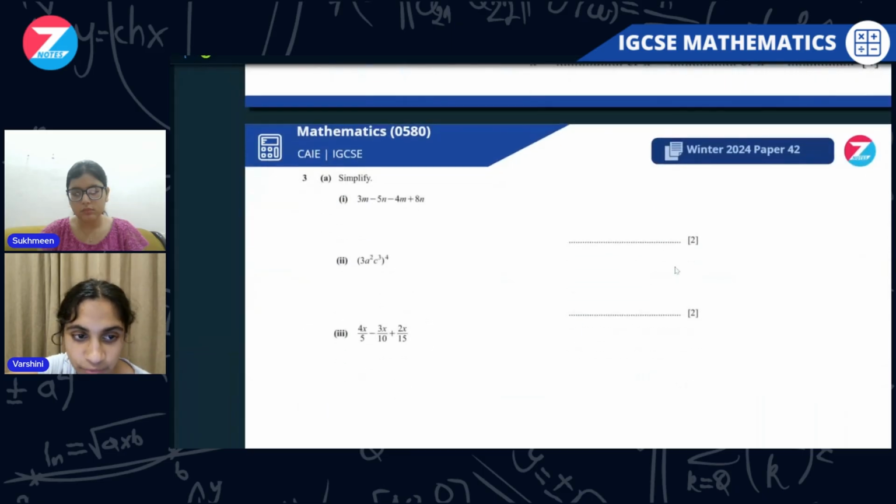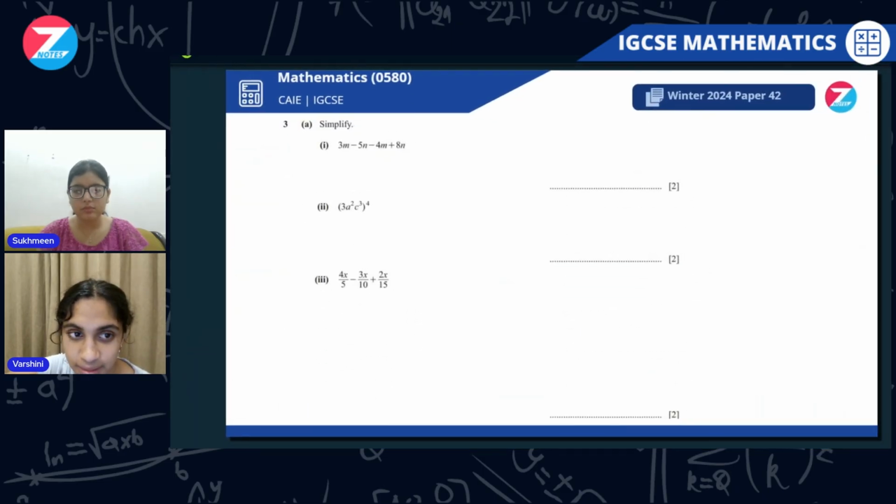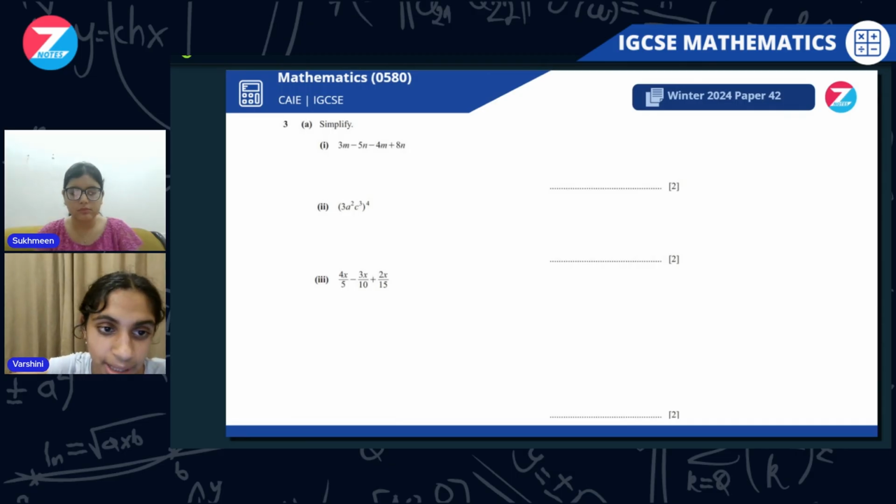Okay, so moving on to the next question. Okay, simplify 3m minus 5n minus 4m plus 8n. So to do this, first let's put all the m terms together and make it 3m minus 4m minus 5n plus 8n.